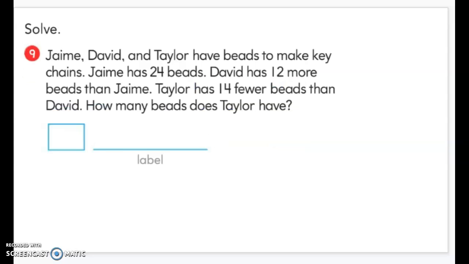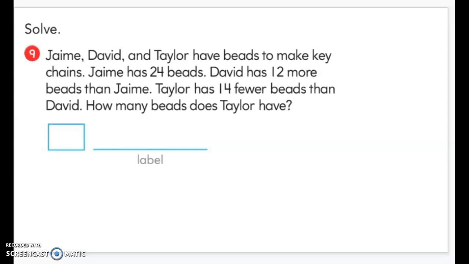Number 9. Jamie, David, and Taylor have beads to make keychains. Jamie has 24 beads. David has 12 more beads than Jamie. Taylor has 14 fewer beads than David. How many beads does Taylor have?